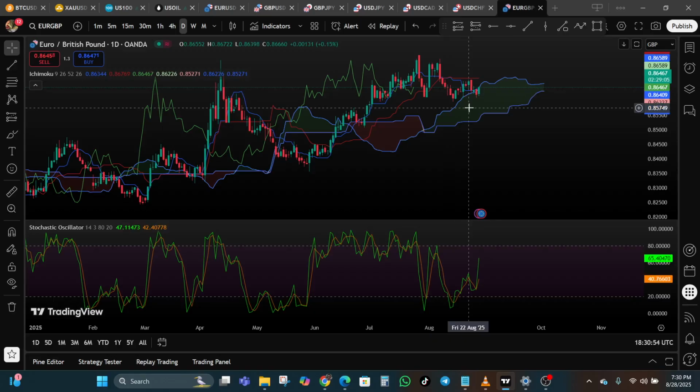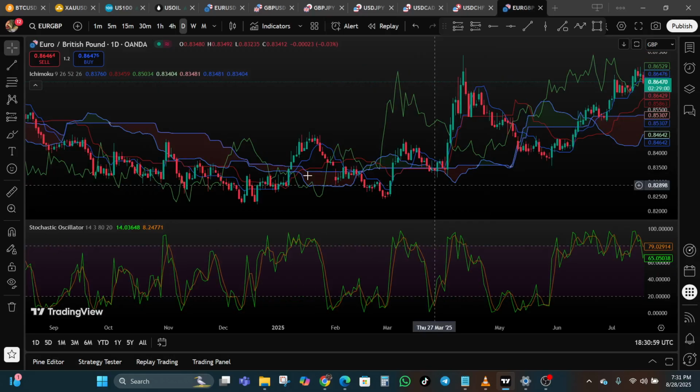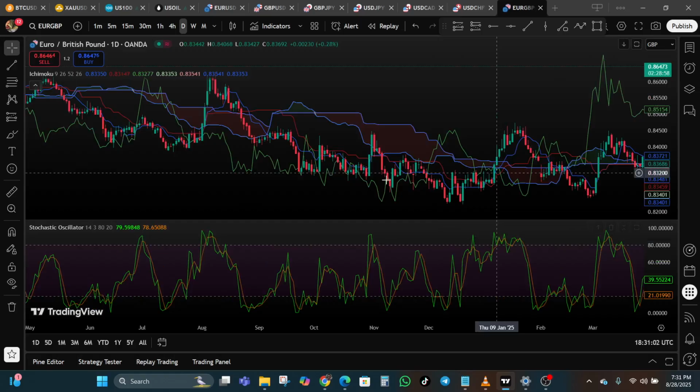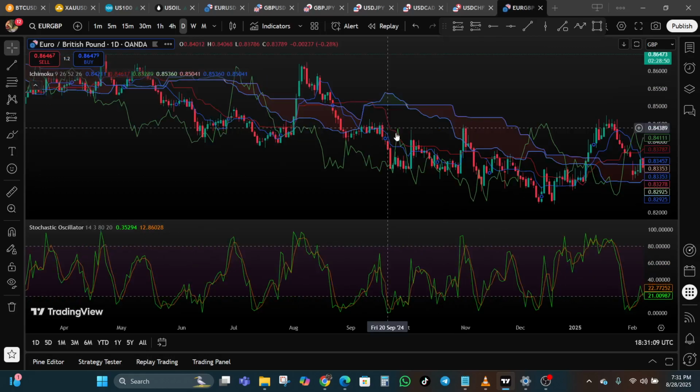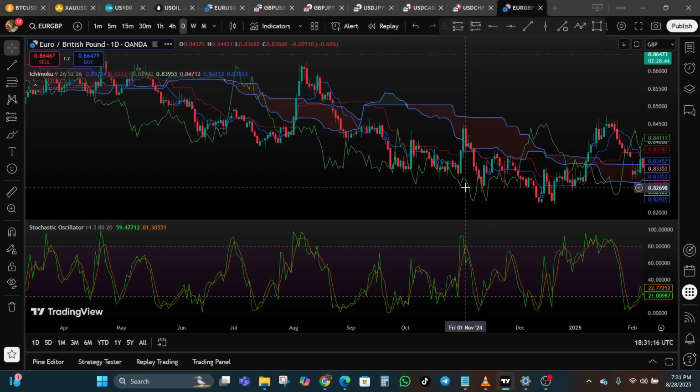Okay, so the opposite works for downtrends too. You look for a stochastic cross down from overbought territory while the price is below the Kumo cloud, like what we can see happen here. So this combination helps you avoid false signals and enter only when momentum and trend are aligned.